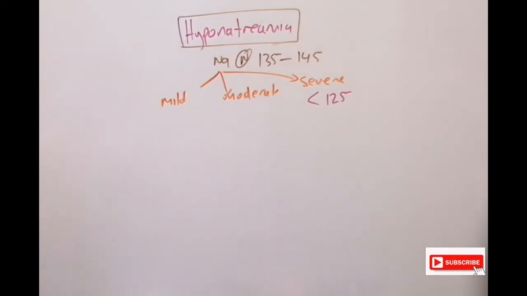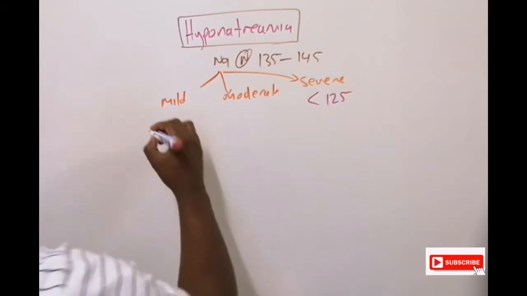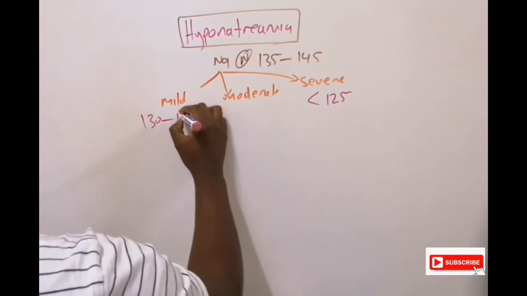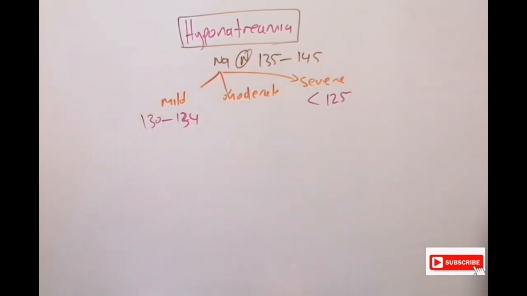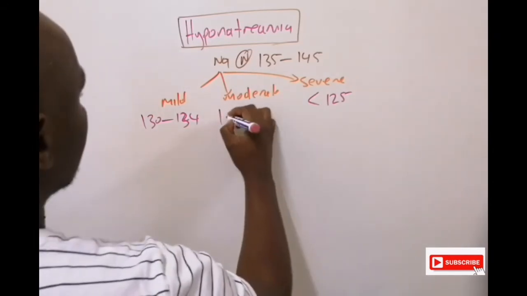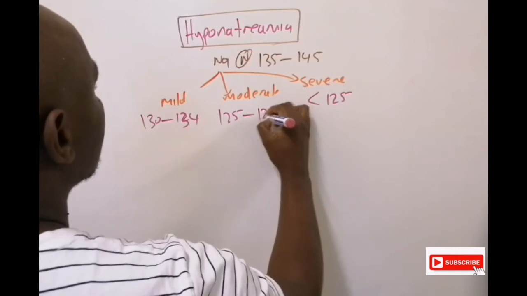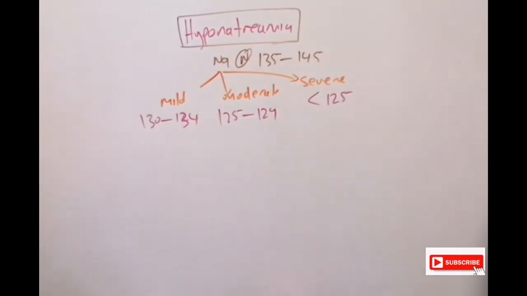Mild is something between 130 to 134. Then moderate would be between 125 and 129. That's millimoles per liter.